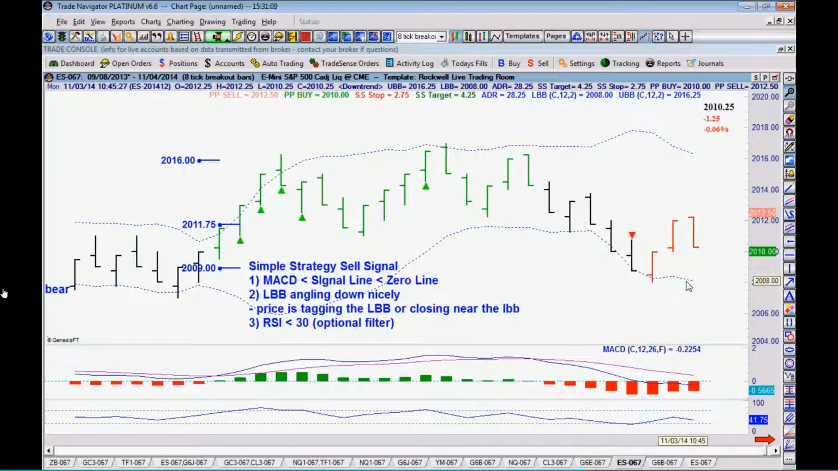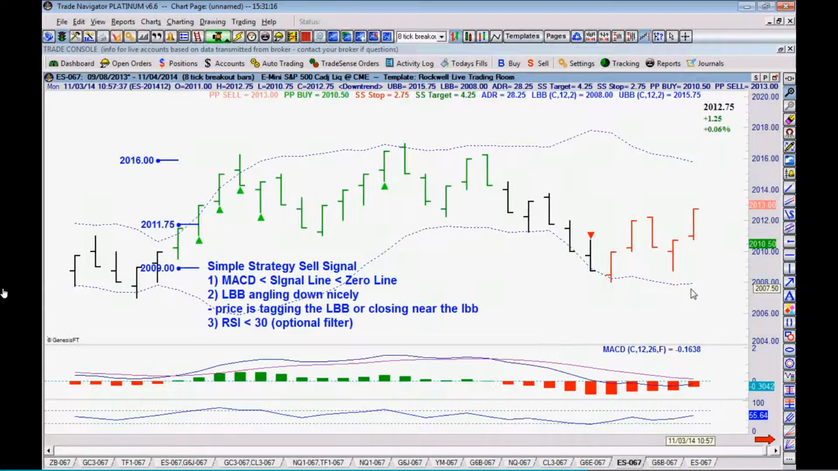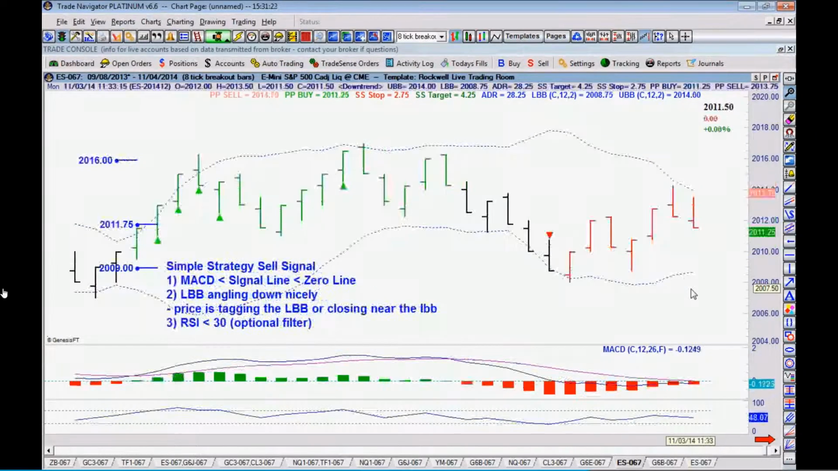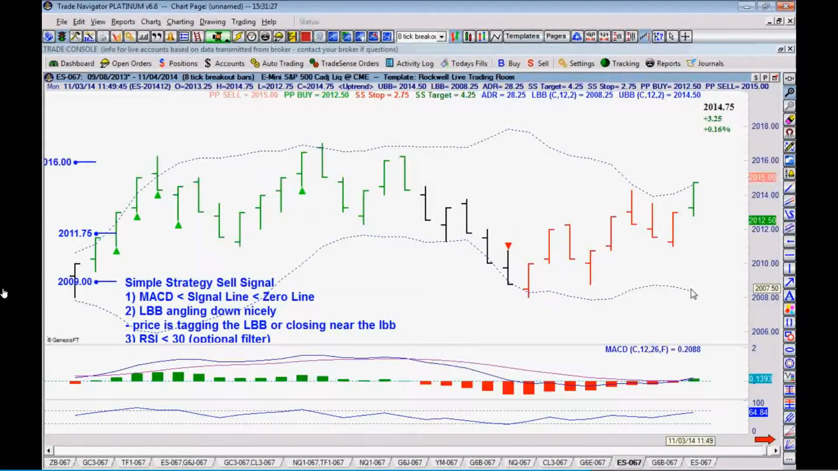So this is why we don't rely on MACD alone for us to risk money in the markets. Instead, we want to follow the rules of the simple strategy to determine the best point to get in and the best time to risk money. Now we have price tagging this upper Bollinger Band, and it would be a trade to consider.